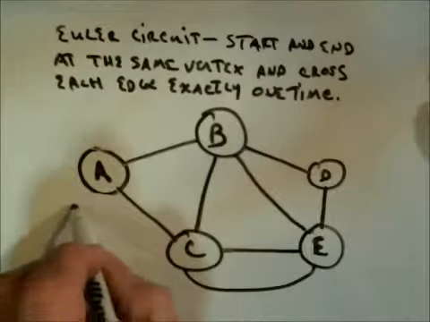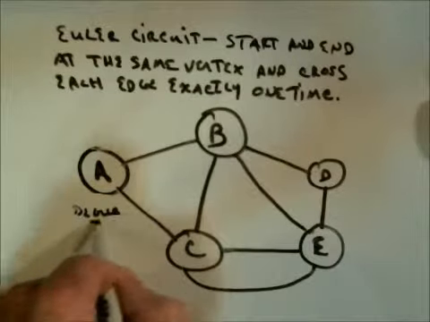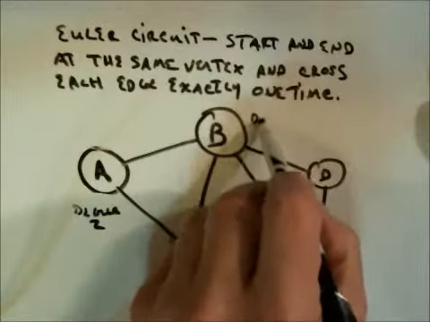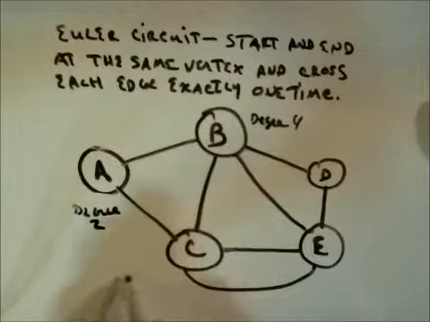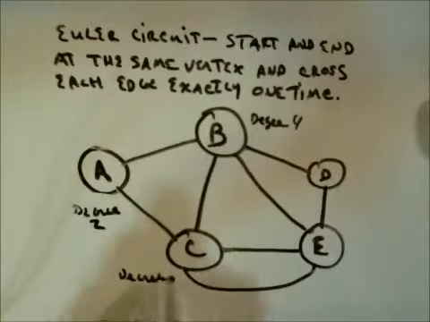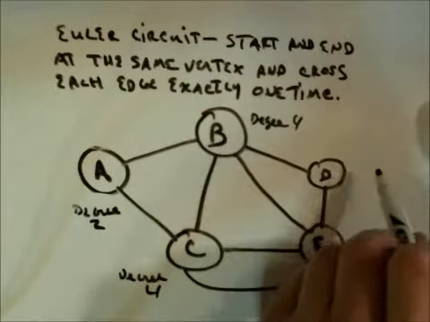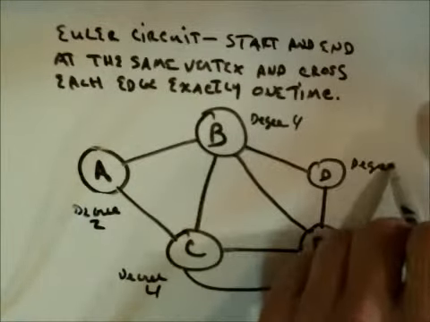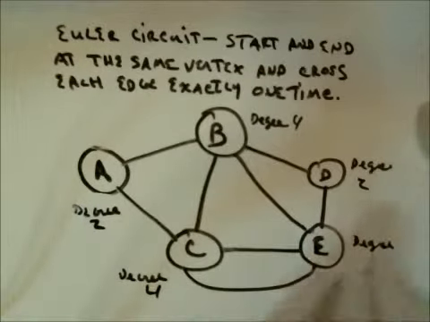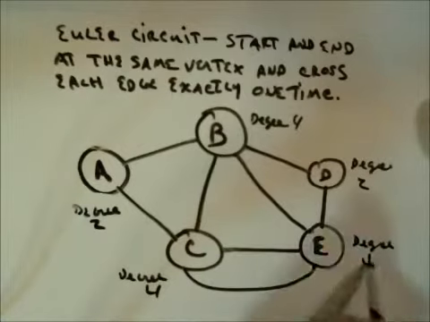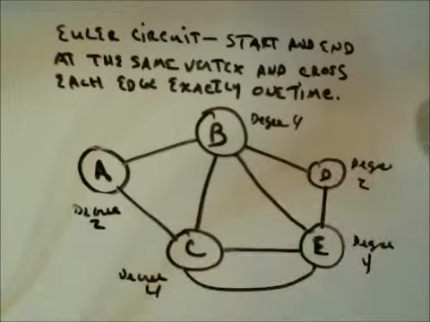So A is degree 2, B is degree 1, 2, 3, 4. C is degree 1, 2, 3, 4. D is degree 1, 2. And E is degree 1, 2, 3, 4. All right, so those degree values, 2, 4, 4, 2, 4, those are all even numbers, which means that my graph has an Euler circuit.